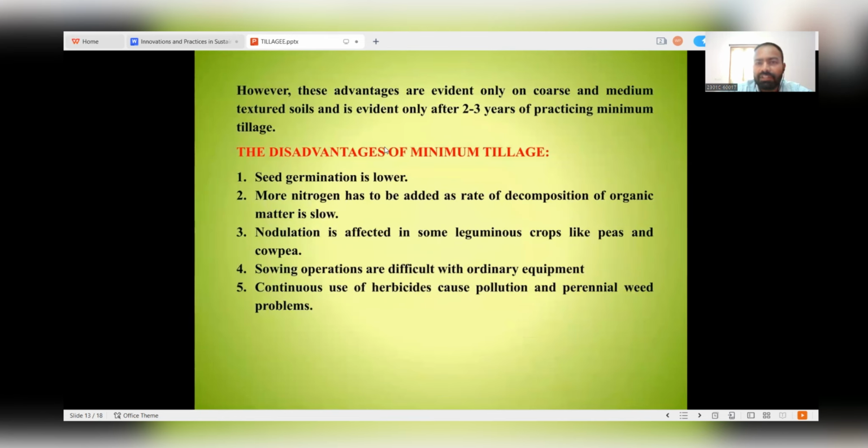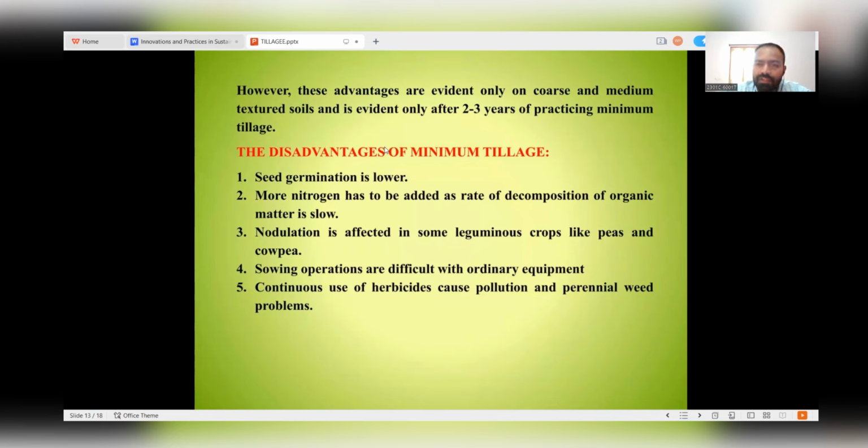However, the advantages are applicable only to coarse and medium texture soils and are evident only after 2 to 3 years of practicing minimum tillage. What we are discussing here is that the benefit is evident only in coarse and medium texture soils, and only after 2 to 3 years of practicing minimum tillage. Okay, we have to practice it for 2 to 3 years.